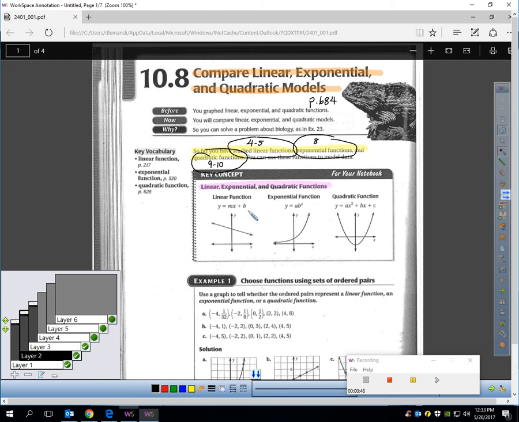Linear functions have the equation form y equals mx plus b. Linear means, you can see it in the word, linear is line. Linear functions create a straight line graph. M is the slope, b is the y-intercept.